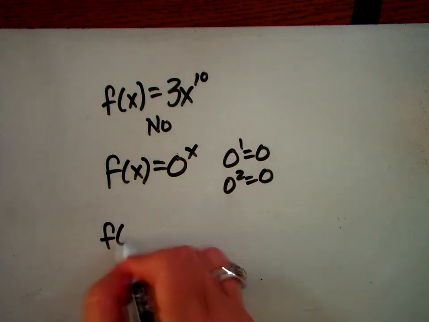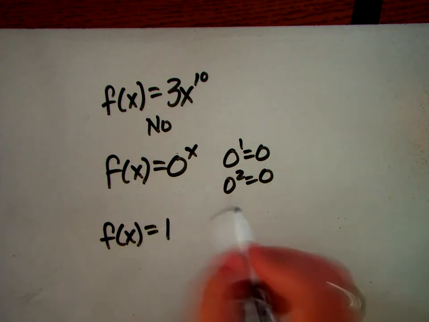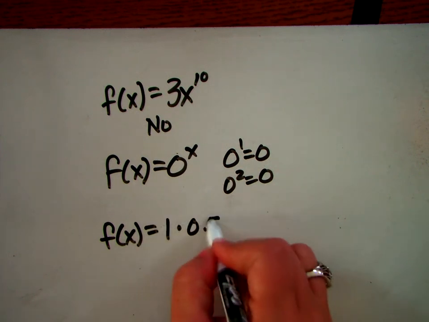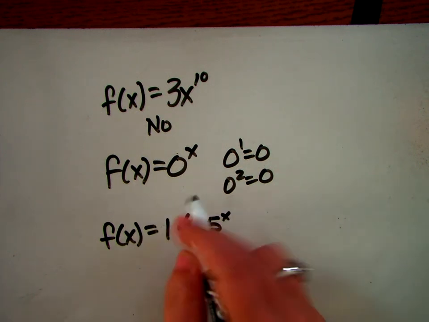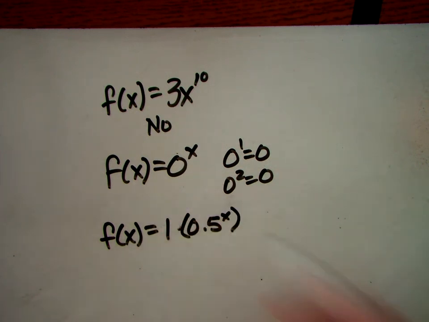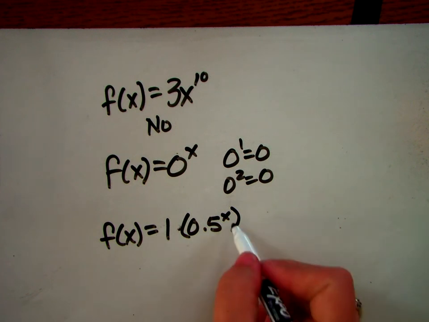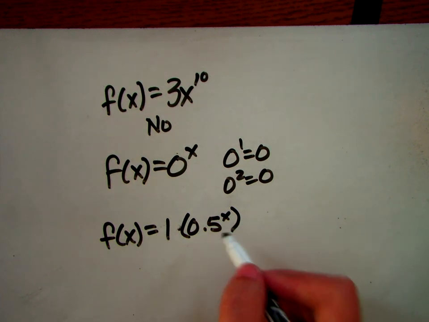So what about f of x equals 1 times 0.5 raised to the x? How about I change that times to this? Yes, my variable is the exponent. So that is an exponential function.